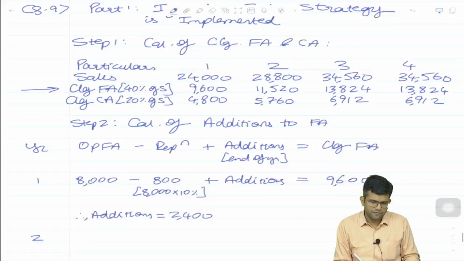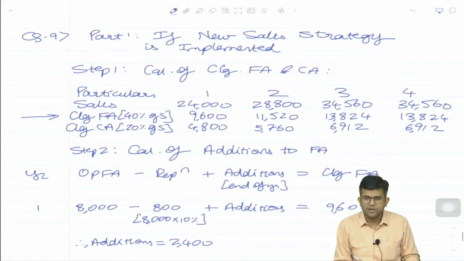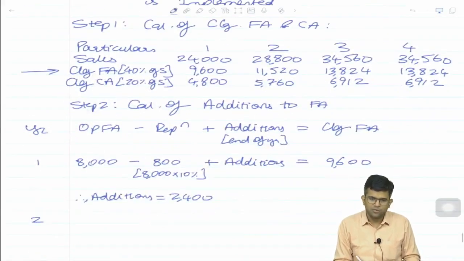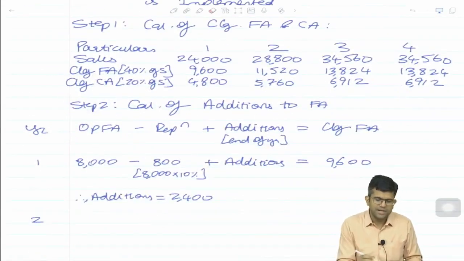So students, first of all, step 1. Part 1 you have written, a heading you have given: if new sales strategy is implemented. Step 1 you complete first. Then step 2, get me the additions please. Start.